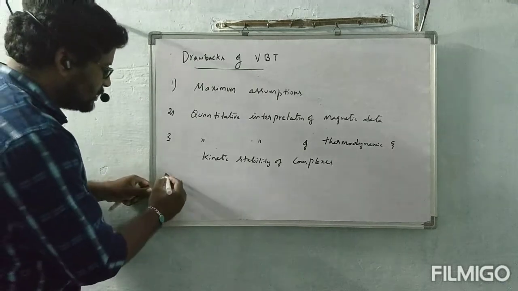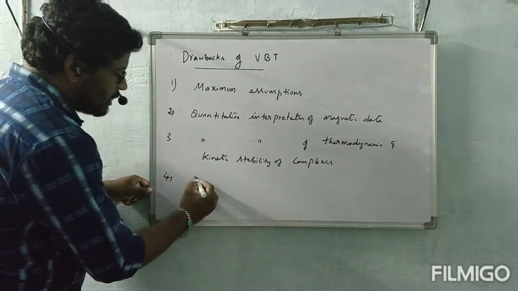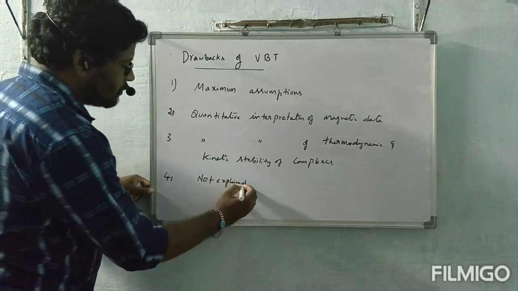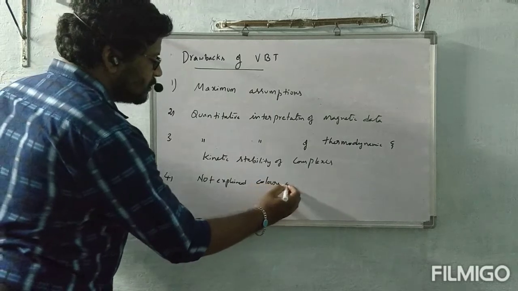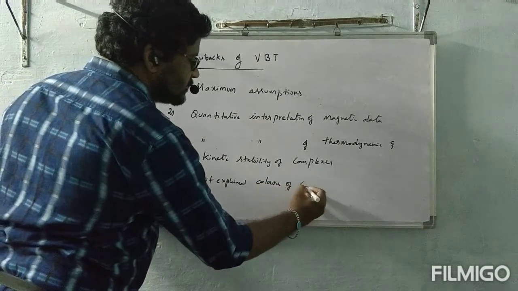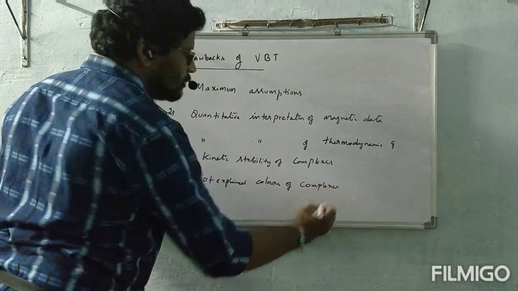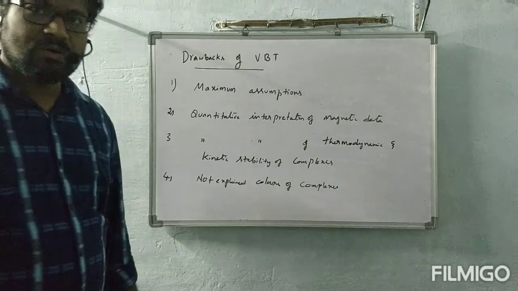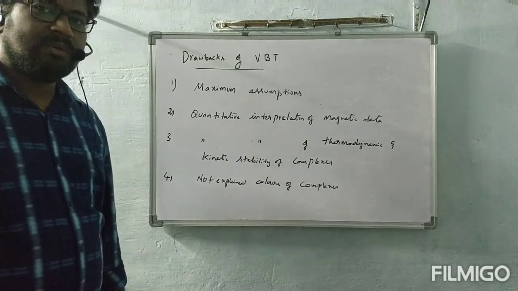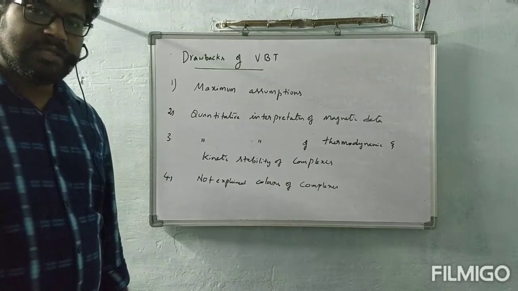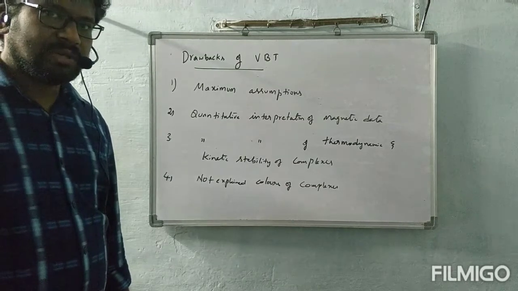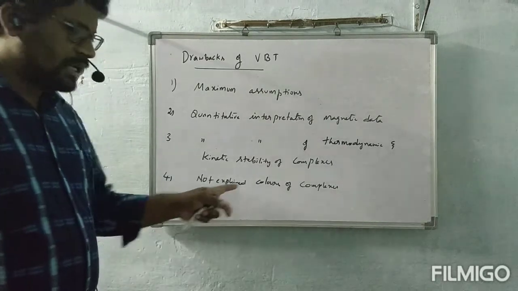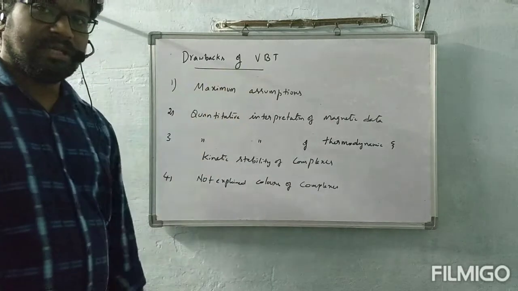Fourth, not explained colors of the complexes. Already I told you, complex compounds are also called coordination compounds. Why are these coordination compounds colored in nature? Actually, almost every compound will show color. What is the reason they show color? That color nature was not explained by valence bond theory.